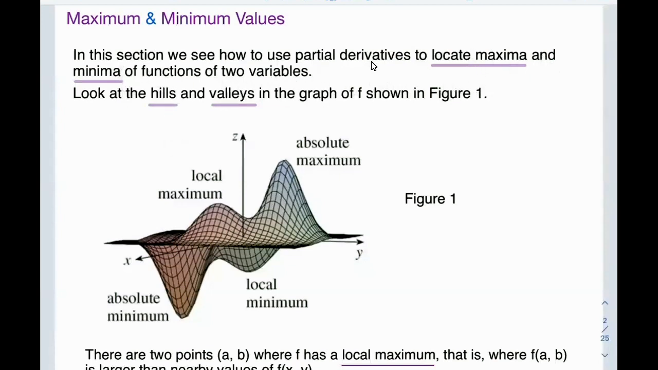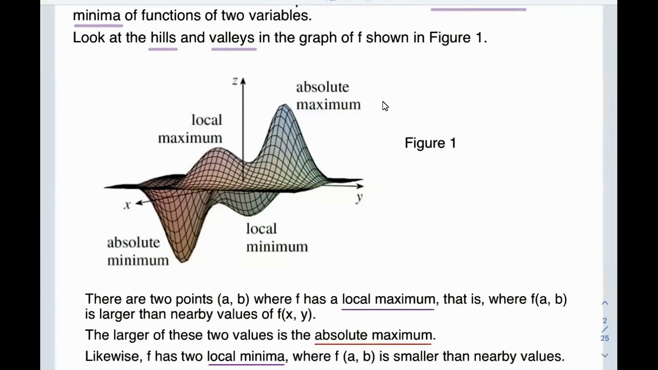So in the past, we had functions of one variable, and we know how to find maximum and minimum using, what did we use at that time? We use the first derivative, right? However, for functions of two variables, we're going to use partial derivatives, and we'll see how they are different.